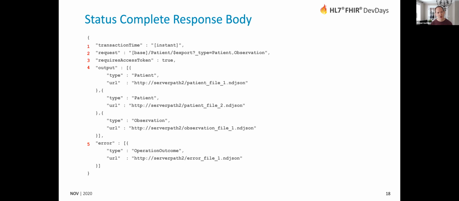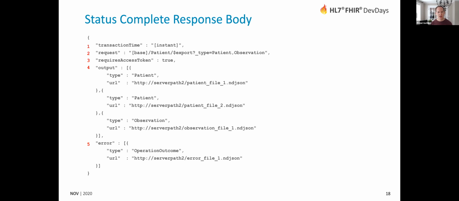Number 3 is requires access token. We haven't talked about authentication yet. We will in just a minute. But what this tells the client is whether or not it needs to use that access token to access these data files, to pull down the actual FHIR data. In general, you'll have a value of true. In general, you'll need to use your access token to get the data.